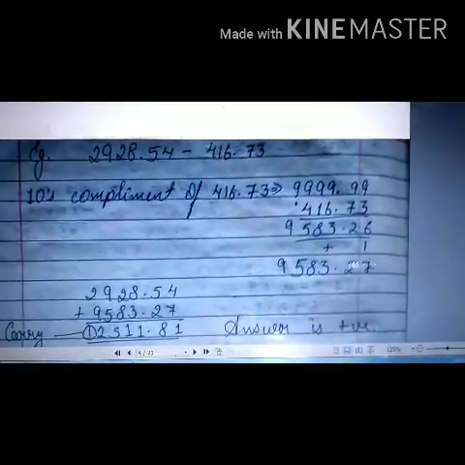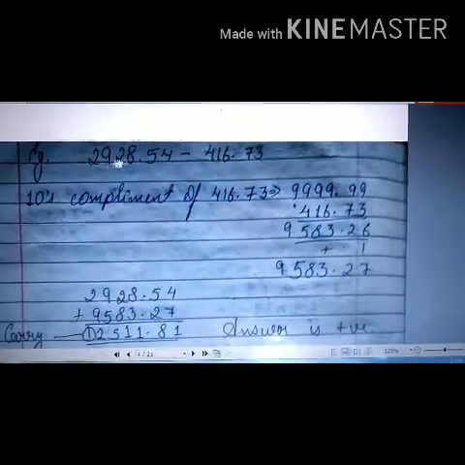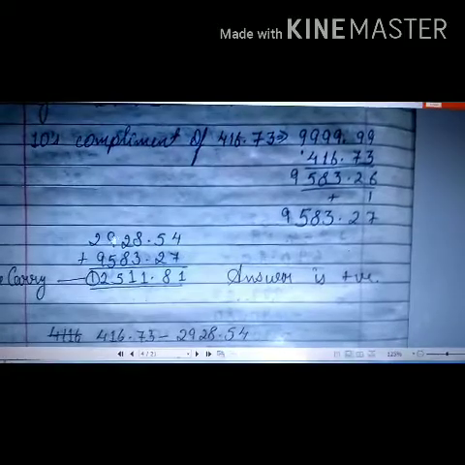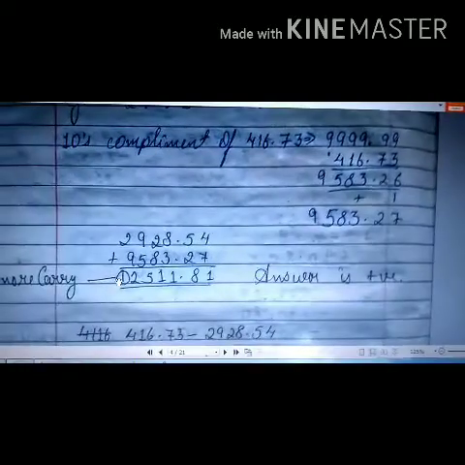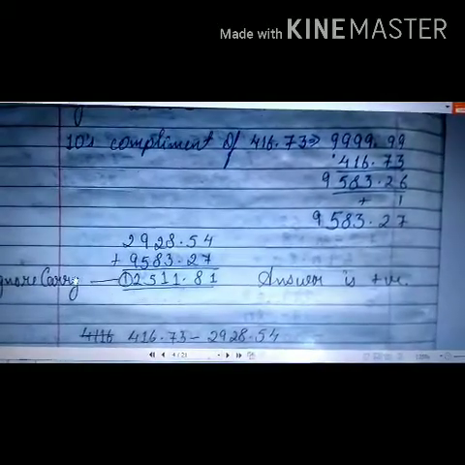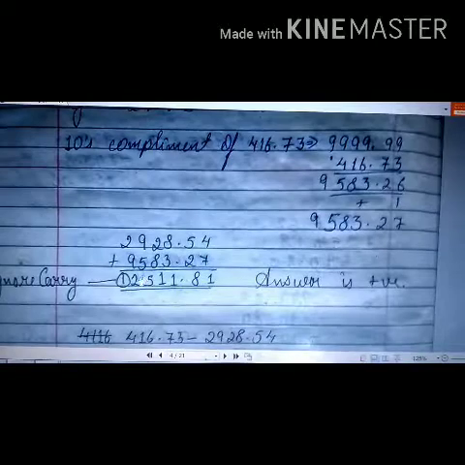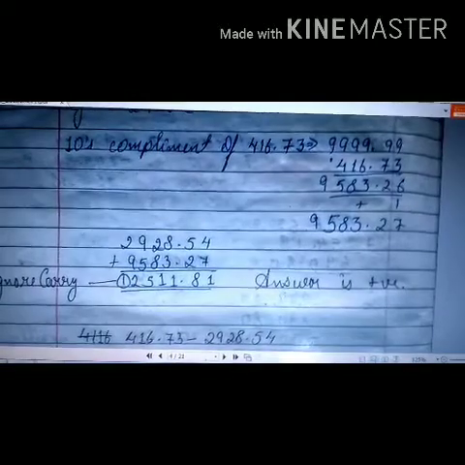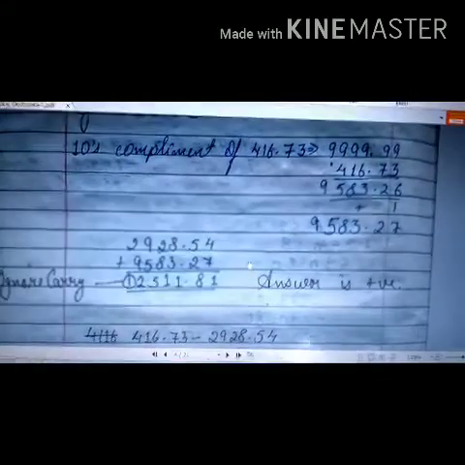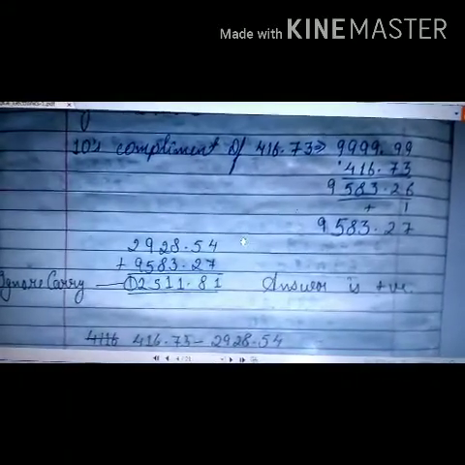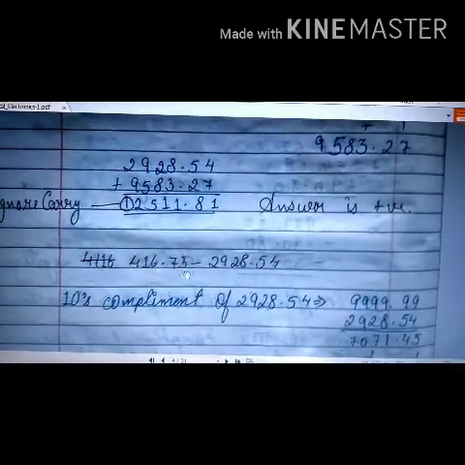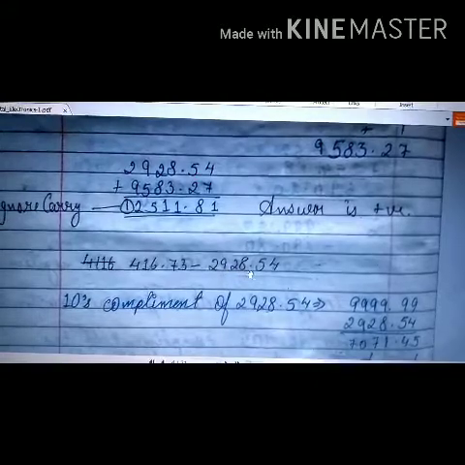of the number. Now this 10's complement is added to this minuend, and we will get an answer something like this. Now if we are having an end around carry here after this addition, we have to ignore this carry, and the answer is the same number 2511.81, and it is a positive number. However, if there is a negative number, how will we be calculating it? Let's see in another example. We have taken 416.73 minus 2928.54.